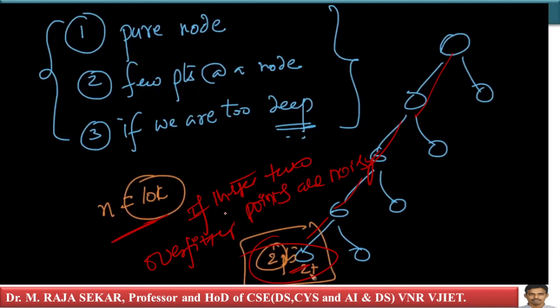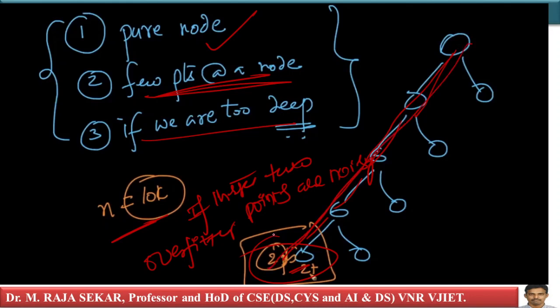What happens is we often stop growing the tree. If you get a pure node, that is the first case. If there are few points at a node, or if we are too deep, we stop growing further. These are the three typical cases when we stop growing the tree. And this example is very important.